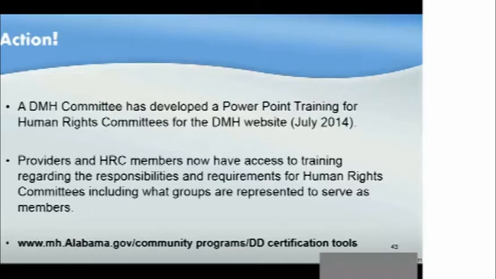So what did I do with the information that I learned from my probe, my analysis, the information that gave me the improvements that we need in Indicator G? A DMH committee has developed a PowerPoint. It is now on our website. It is entitled Promotion and Protection of Individual Rights. It is for human rights committees, training on requirements of the Human Rights Committee. So they now have access to training, including the responsibilities of their committee, and also what groups are represented to serve as members.